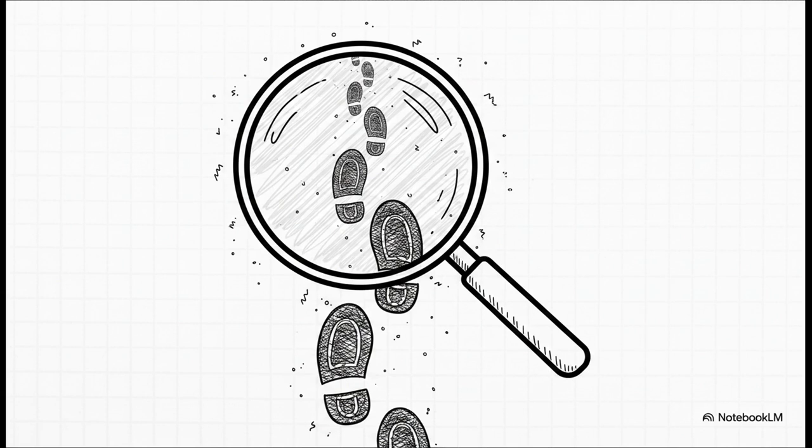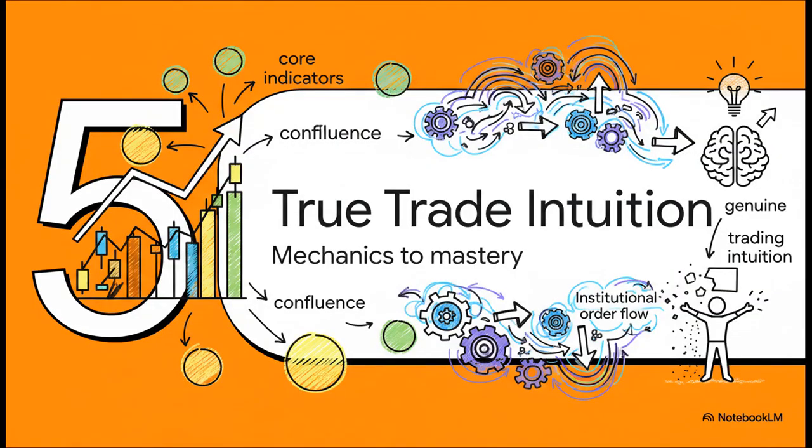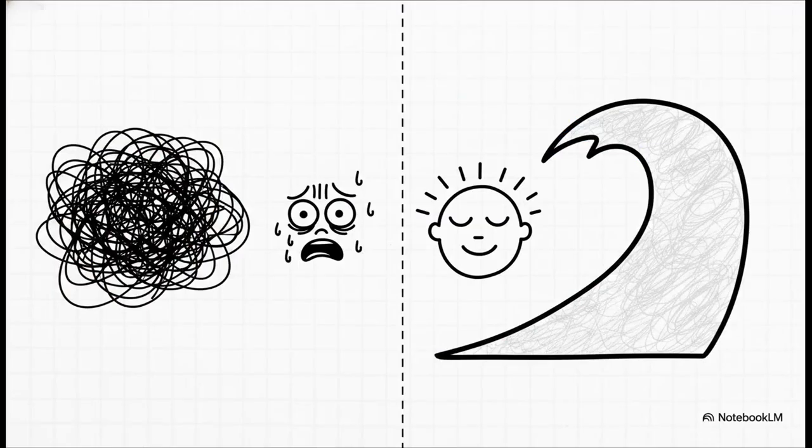Which brings us to our final section, number 5: building true trade intuition, moving from mechanics to mastery. Here's the beautiful thing. When you combine a clean chart with your 3 core indicators, hunt for high-probability confluence, and align yourself with institutional order flow, you finally graduate. You stop mechanically following rigid rules and develop genuine trading intuition. But this mindset requires serious discipline.